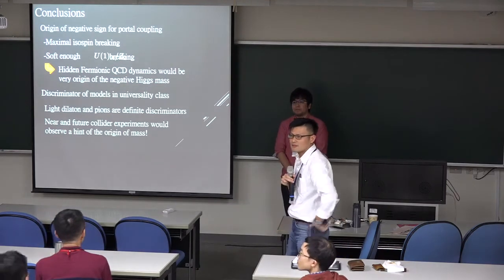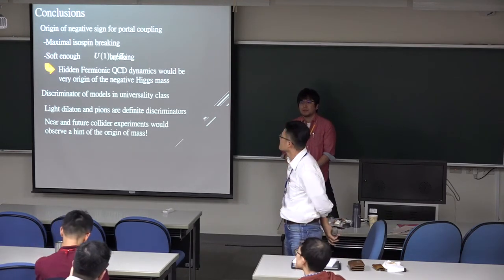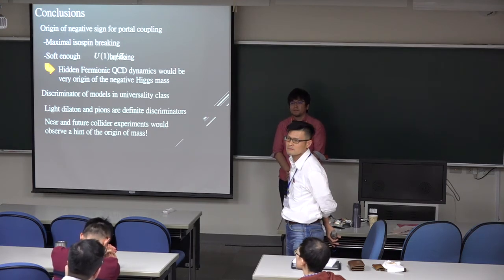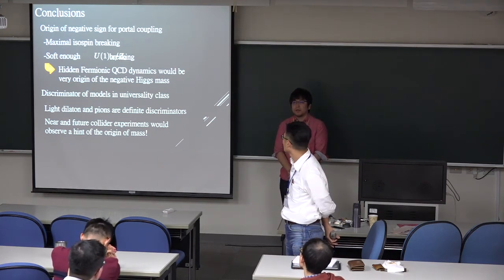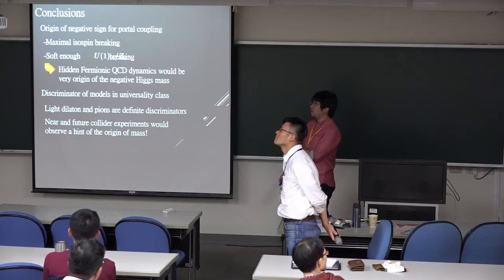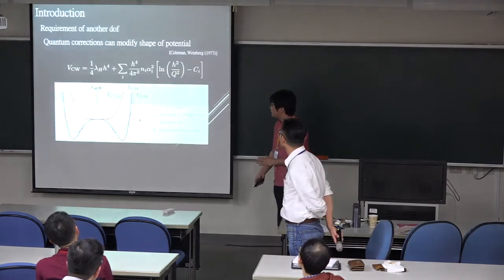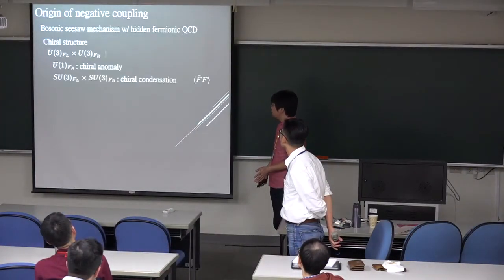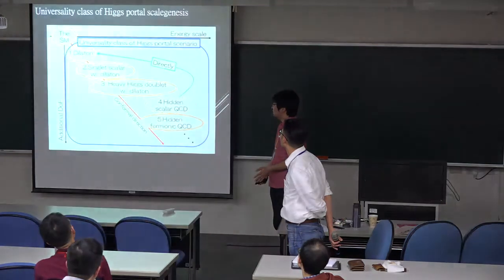Short question. Here you use a two-Higgs model example. Is it possible we just consider one scalar singlet? Yeah, for instance, that scalar is a kind of dilaton. Of course, we could have similar things.